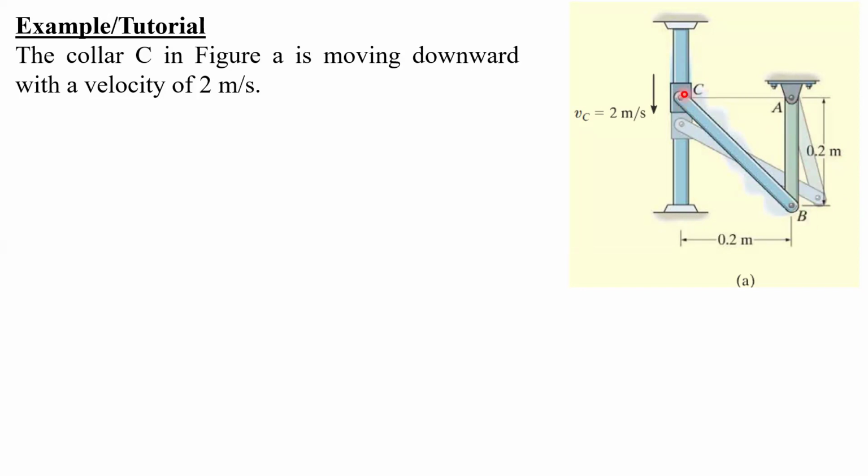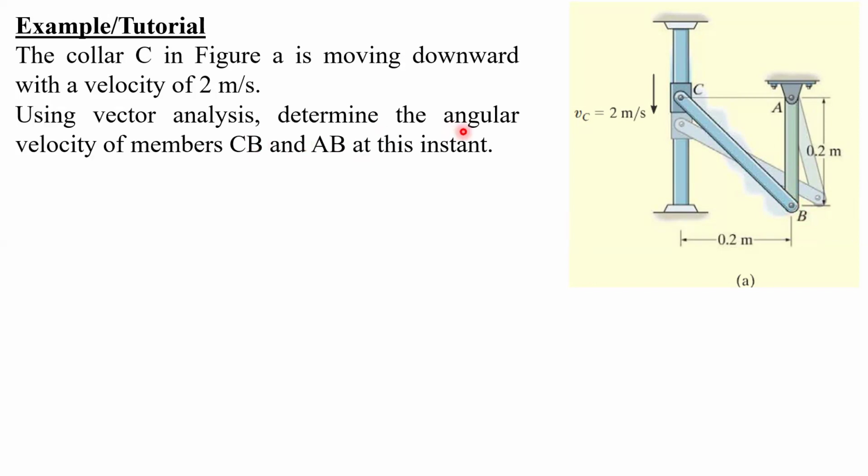But CB, at this point, is moving in the y direction, that is rectilinear motion. But at point B, it is moving in circular motion. That circular motion and then rectilinear motion makes link CB be in general plane motion. So using vector analysis, determine the angular velocity of members CB and AB at this instant where it is going downwards with velocity 2 meters per second. So let's look at the solution.